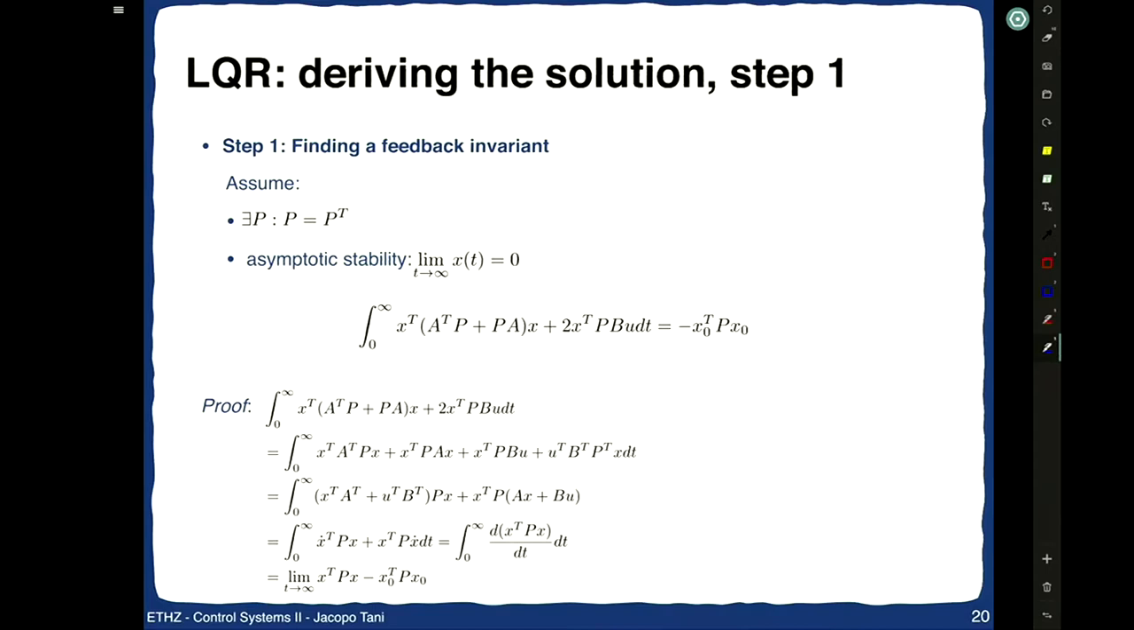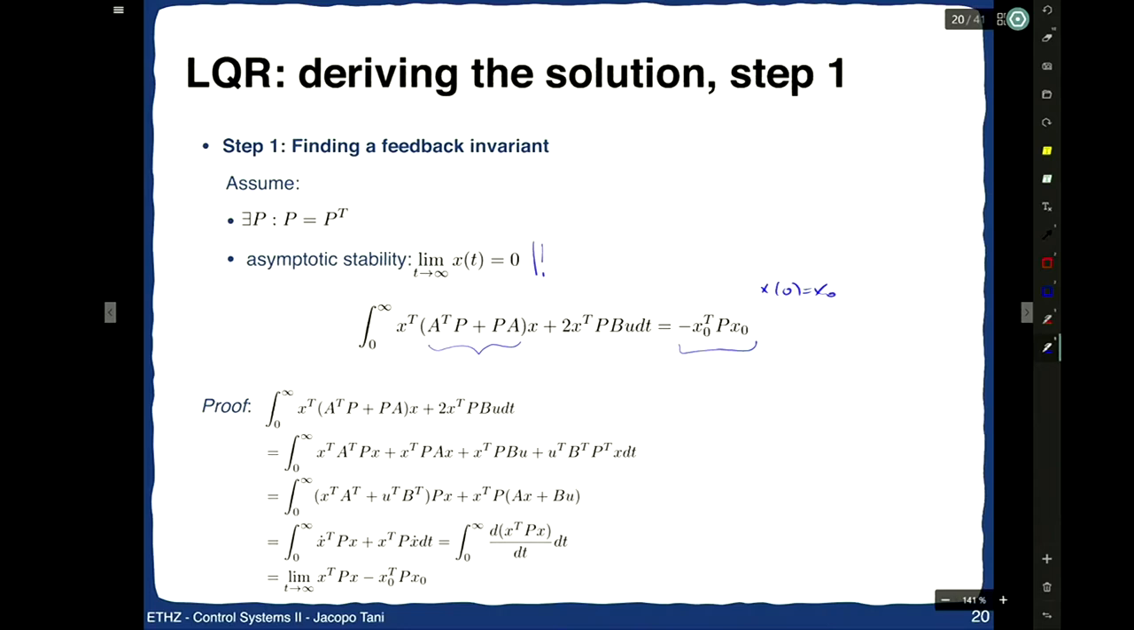So suppose there exists some matrix P, and suppose it's symmetric. And suppose that the system is going to be asymptotically stable at the end. What does it mean? It means that x of t will go to zero if time goes to infinity. So for now, these are just assumptions. Later on, we'll make sure that we verify these assumptions. So we could just write the integral of x transpose times this weird combination of A transpose P plus PA, just take it as it is, plus this other term, and we will say that it's equal to something that has to do with x naught, which, by the way, is the initial condition of our system, and this matrix P. So let's prove it.